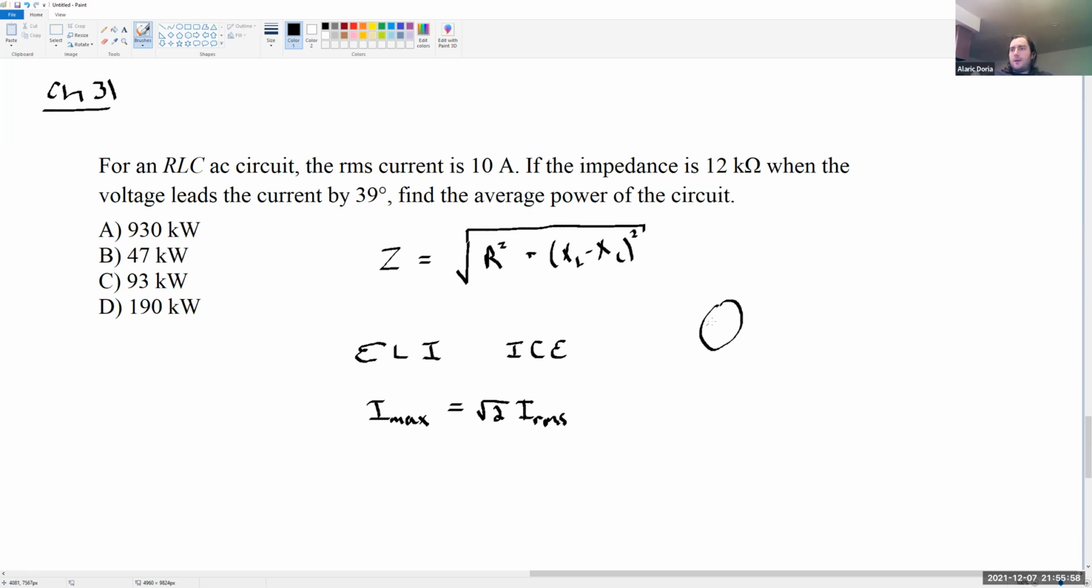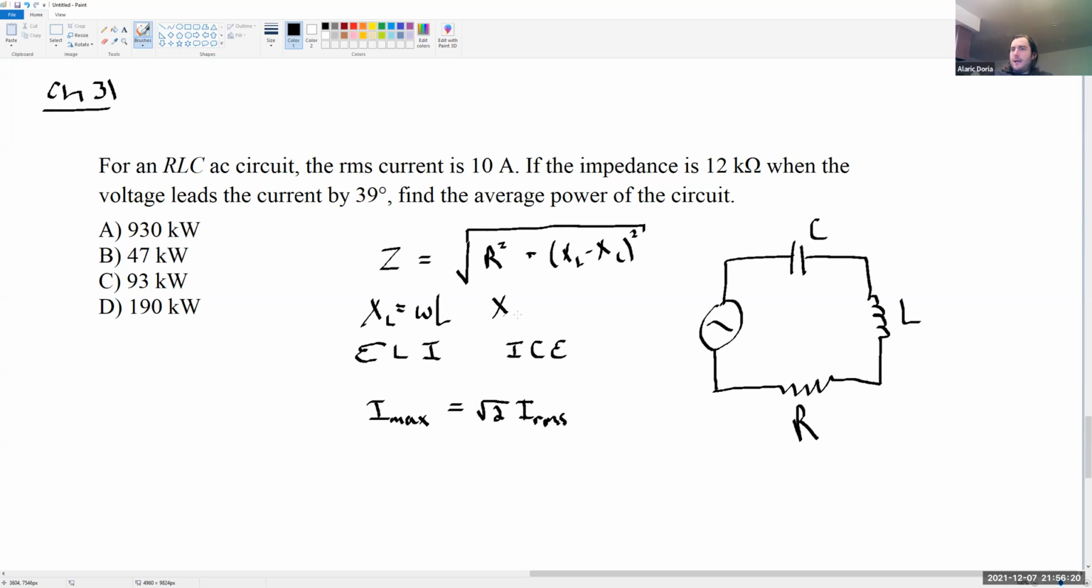Maybe we want to get ourselves a picture of what an AC series RLC circuit looks like. Something like this, right? Maybe we want to remind ourselves what the reactance of an inductor is. So omega L, and the reactance of a capacitor, 1 over omega C. And I'll leave it at that.